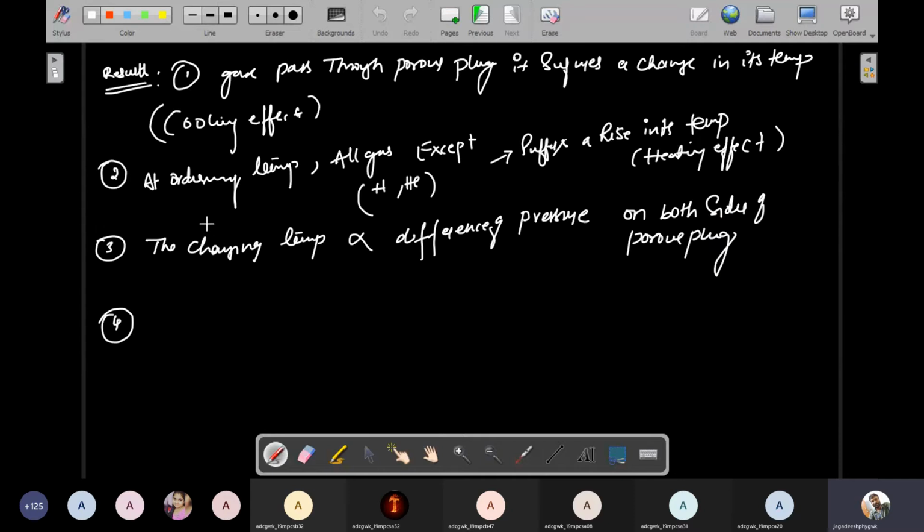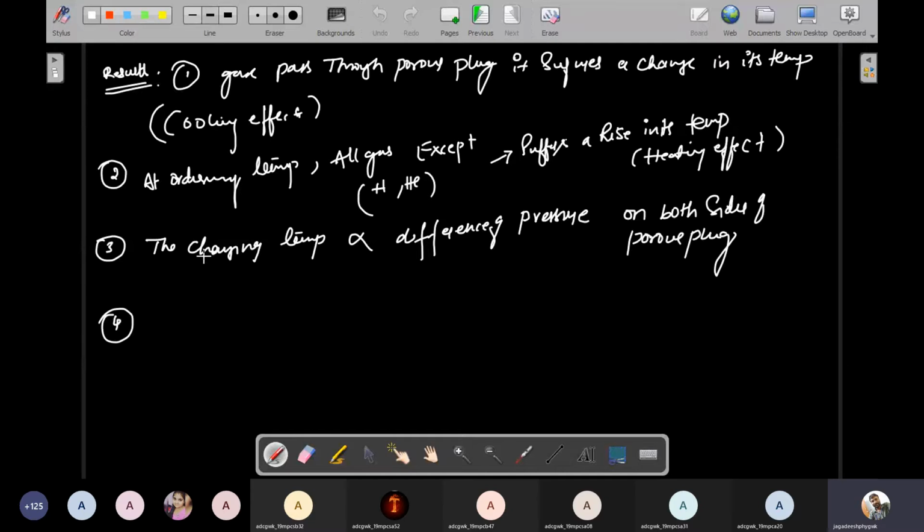For that purpose, we must consider four points to solve the expression of the changing temperature. First, when the gas passes through the porous plug, it suffers a change in temperature. That effect is called the cooling effect. At ordinary temperature, almost all gases rise in temperature. That is called the heating effect. But helium and hydrogen do not show a rise in temperature, because they are at extremely low temperatures.